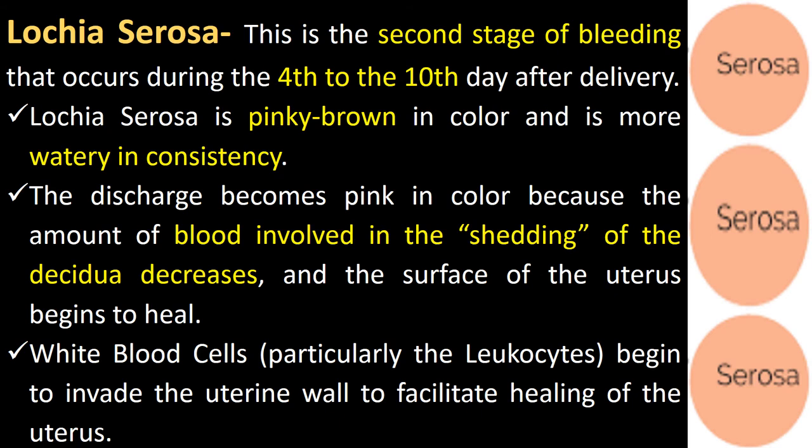The next type of lochia is what we call lochia serosa. This is the second stage of bleeding that occurs during the 4th to the 10th day after delivery. Lochia serosa is usually pinky brown in color and is more watery in consistency. So as compared to your lochia rubra, lochia serosa is now pink in color and more watery in nature.